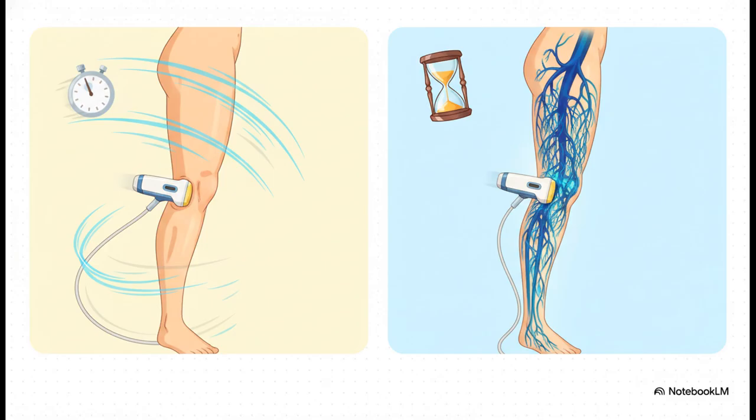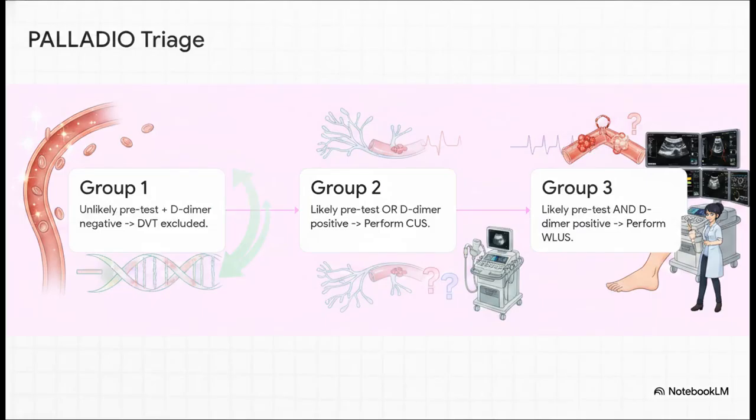CUS is a quick 2 or 3 point check, usually at the common femoral and popliteal veins. It's fast, sure, but it can't exclude an isolated calf DVT. On the flip side, whole leg ultrasound scans the entire deep vein network. It's going to catch those calf DVTs, but it demands highly advanced skill, takes way more time, and risks the overdiagnosis of isolated calf DVTs of uncertain clinical significance, which of course can lead to unnecessary anticoagulation. So, how do we solve this dilemma safely?